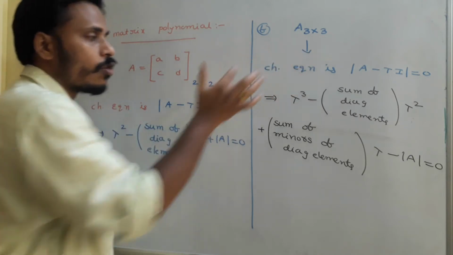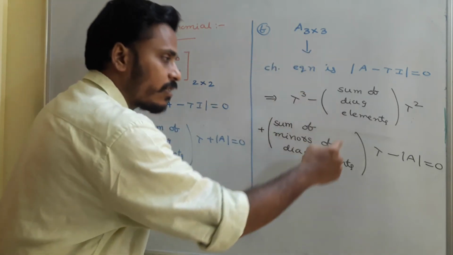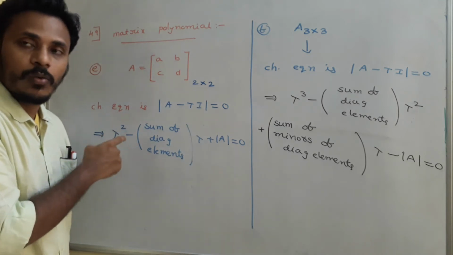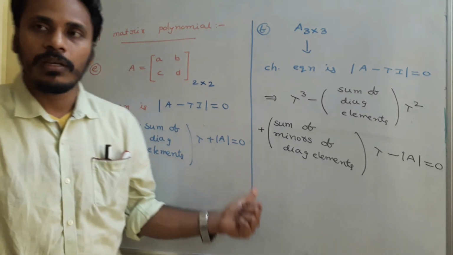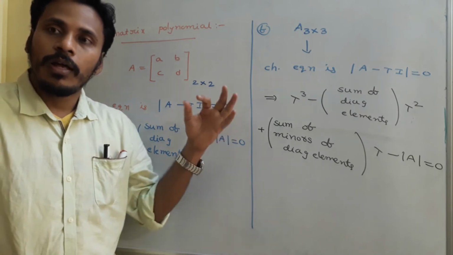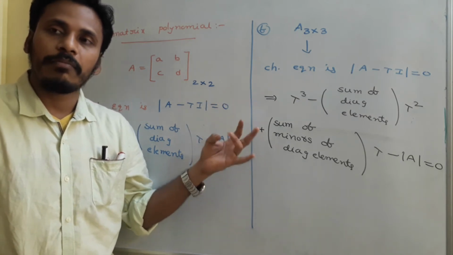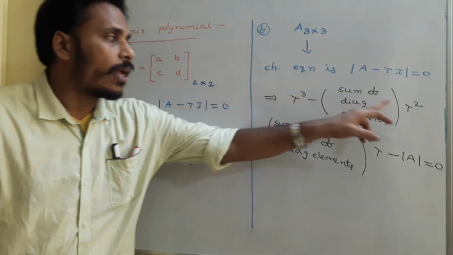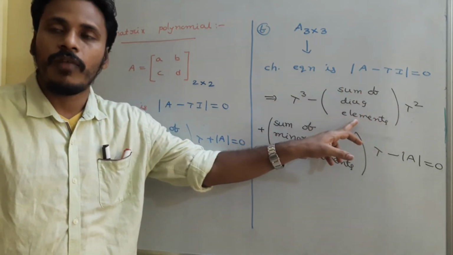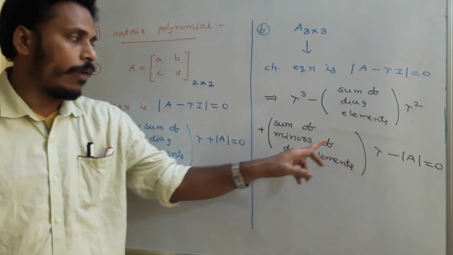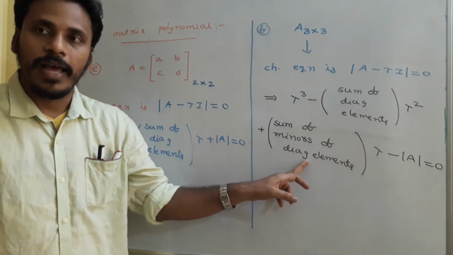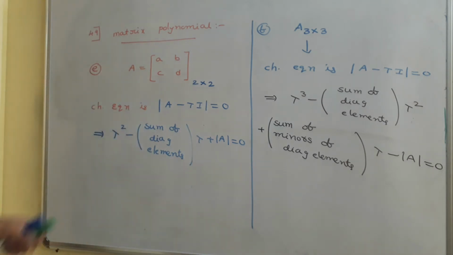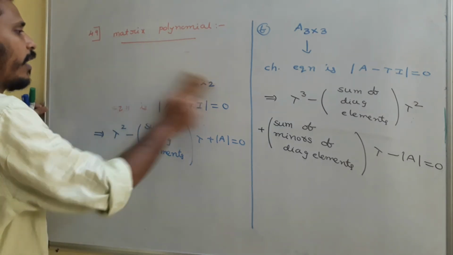Since it is a matrix of order 3 by 3, the characteristic equation is a cubic equation, whereas for 2 by 2 it is quadratic. A cubic equation consists of a lambda cube term, lambda square term, lambda term and constant term. The lambda cube coefficient is 1, the coefficient of lambda square is the sum of diagonal elements, and the coefficient of lambda is the sum of minors of diagonal elements, minus determinant of A is equal to 0. I will give you one example next.